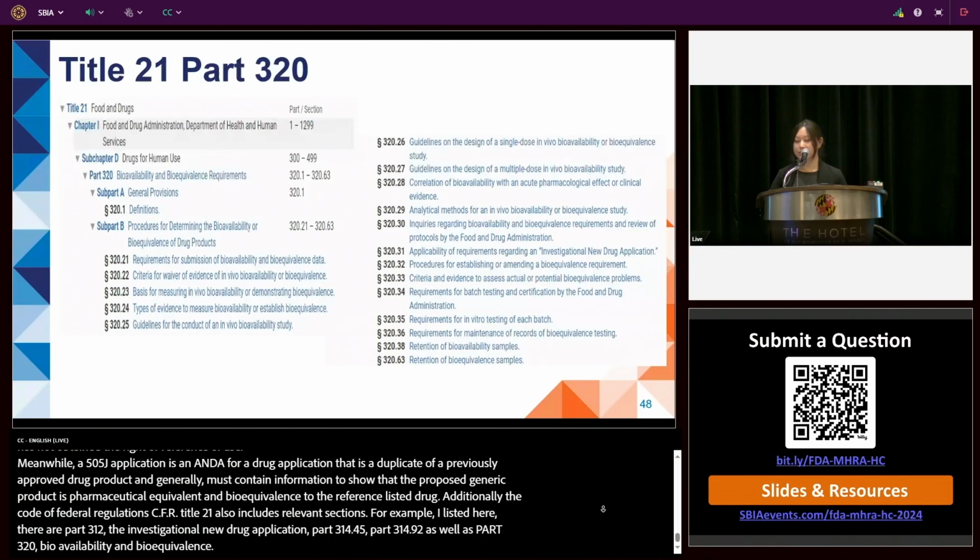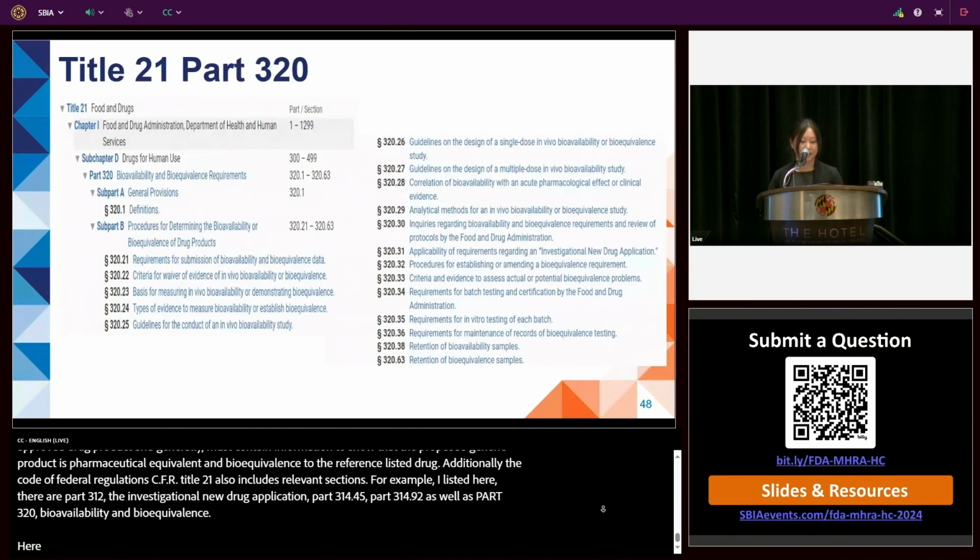Here, I am showing you the table of contents for CFR 21, Part 320, Bioavailability and Bioequivalence, which lays out the legal foundations for requirements of bioavailability and bioequivalence studies. You may find the details online if interested.